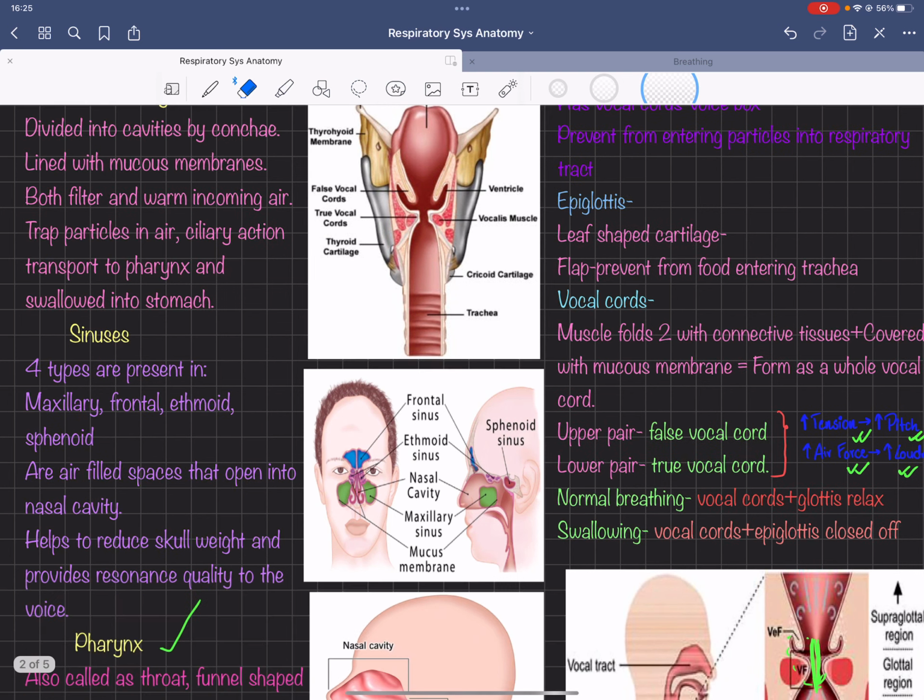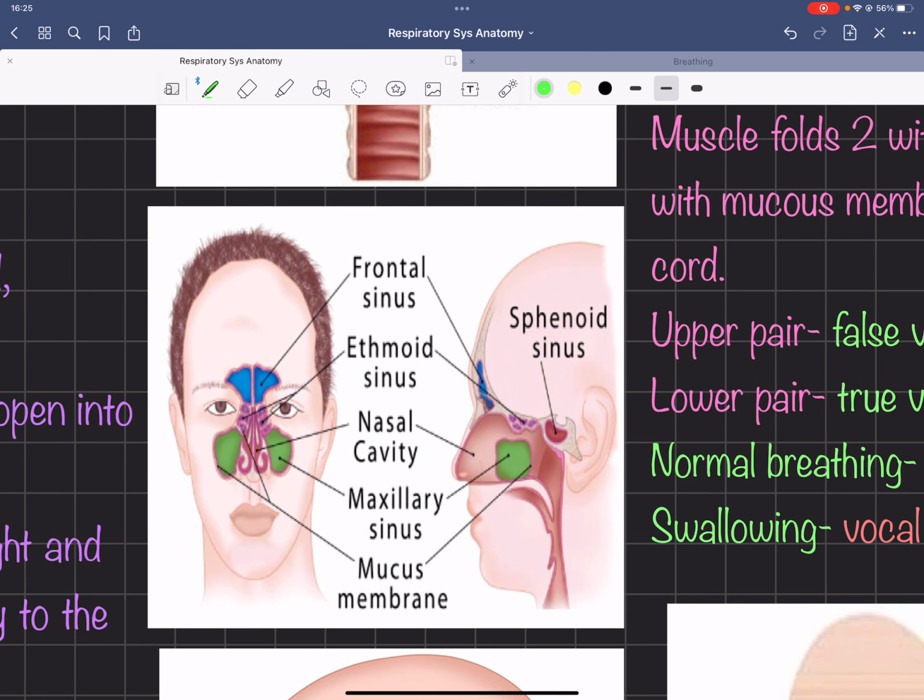Likewise, the other structure is the sinus. There are typically four sinuses in every human: maxillary, frontal, ethmoid, and sphenoid. In this picture, we can see that this is the frontal sinus. The frontal sinus is here, in between the two eyebrows, this bluish structure. Now next is the ethmoid sinus. The ethmoid sinus lies on the lateral aspect of the nasal bone. This is the nasal bone, and on either side we can see the ethmoid sinus.